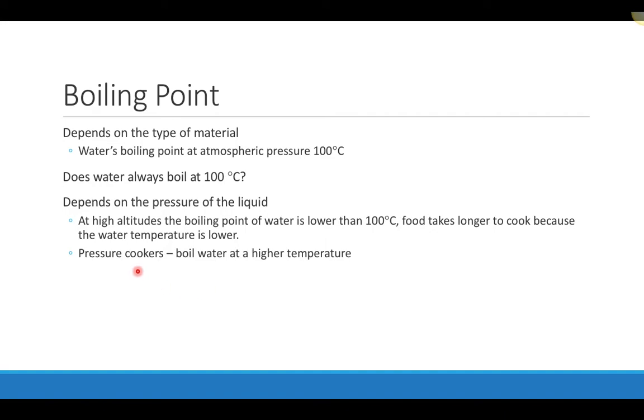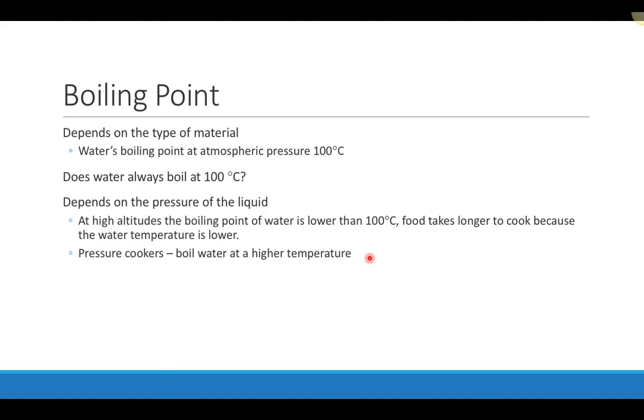On the other hand, you can have pressure cookers, and we can have water boil at a higher temperature. So if you can increase the pressure at the top of the fluid, you can actually have water boil at a higher temperature. And this is an example for anybody that has parents or grandparents, or maybe you've done some canning before and used a pressure cooker.